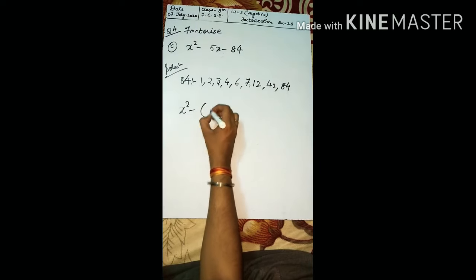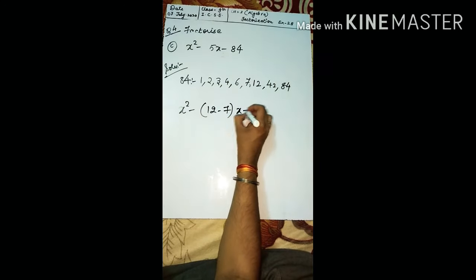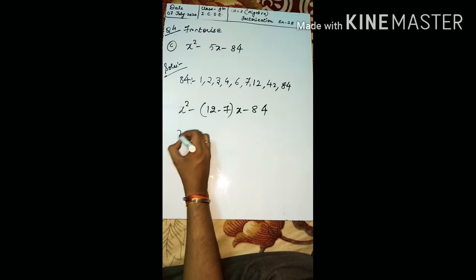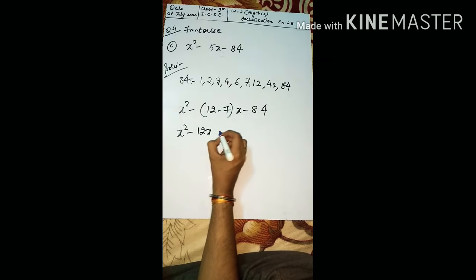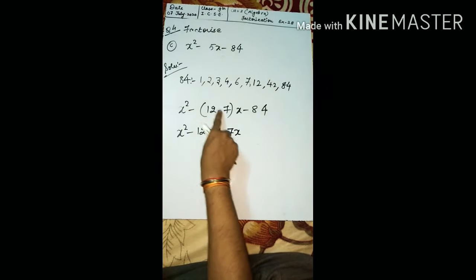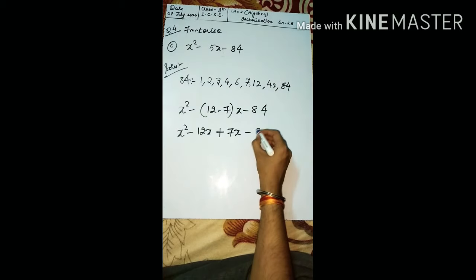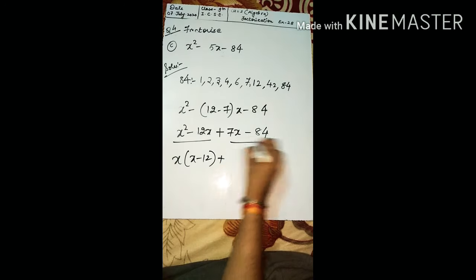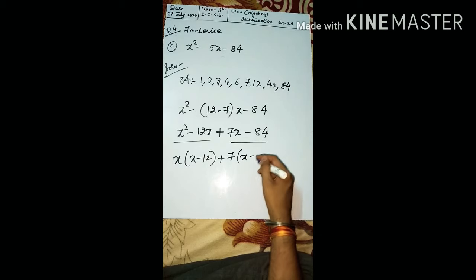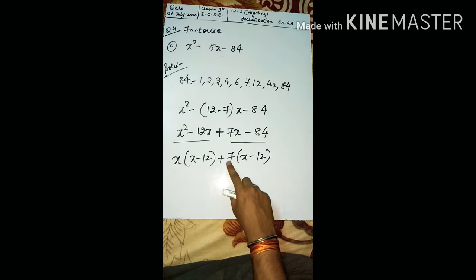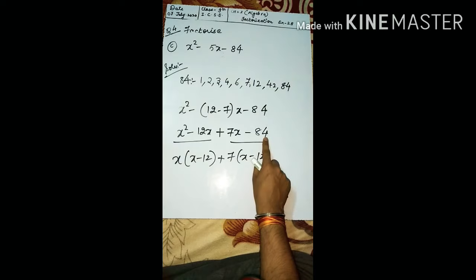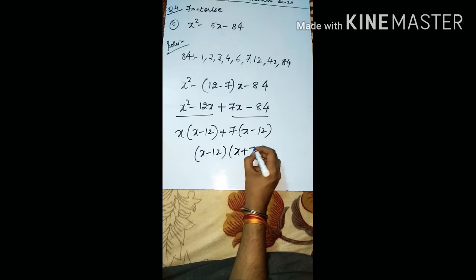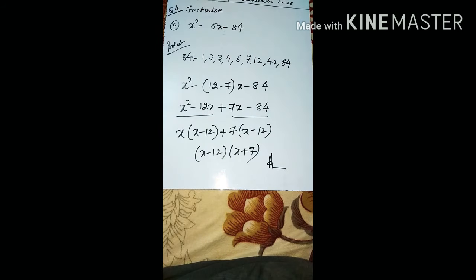So let us write (12 minus 7) into x, minus 84. Now multiply this x inside. So x square minus 12x plus 7x, minus 84. Now from these two you take x common, so x minus 12. From these two you take 7 common, x minus 12, because 12 sevens are 84. Okay, now x minus 12, x minus 12, again take common, and x plus 7. This is the final answer.